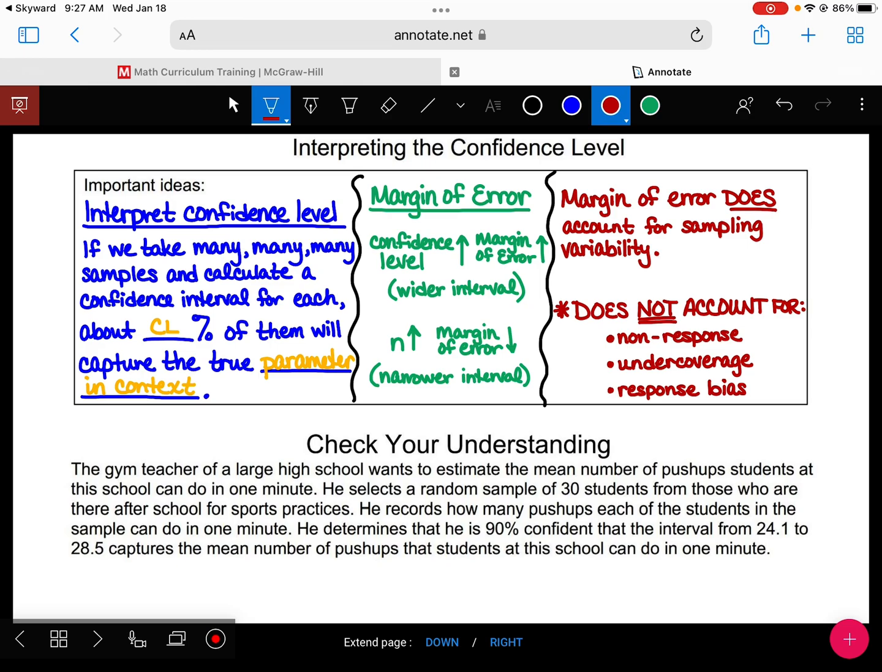Non-response bias, I tend to think of like Yelp reviews. People that are going to choose to respond are either very, very happy or very, very unhappy. People that feel somewhere in the middle usually don't write Yelp reviews.